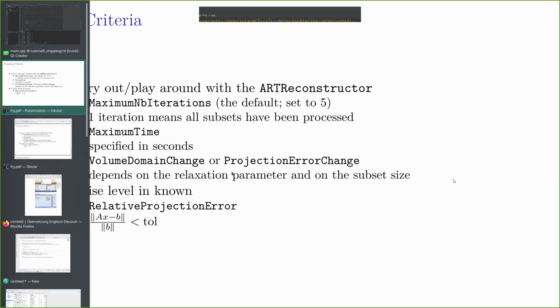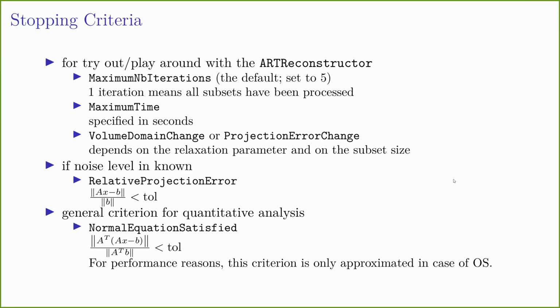Okay, but what if you don't know the noise in your data, which is usually the case? Then we also offer a general criterion, which is, I think, the best suited for quantitative analysis. This checks how well the normal equation that we have seen is satisfied. So here you can see the norm of the normal equation, and to have a reasonable dimension of the tolerance, we normalize it by the back projection of the data. And you also have to keep in mind that if you are using ordered subsets, this criterion only approximates this inequality here. This is for performance reasons, because we cannot really compute.